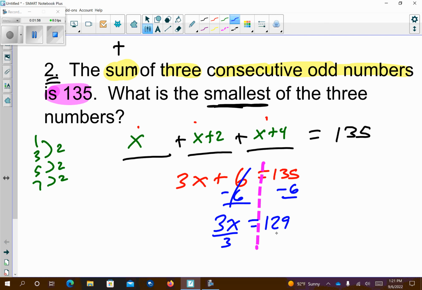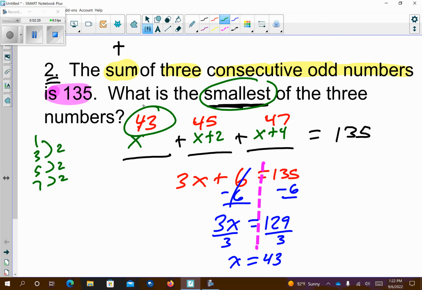Divide each side by 3. If you do that on calculator, 129 divided by 3, it's going to give me 43. Okay, so that means this first number is 43. If I add 2 to that, I get to 45. If I add 4 to 43, I get to 47. Those are all odd numbers. And remember, we want the smallest, so that's our answer right there.